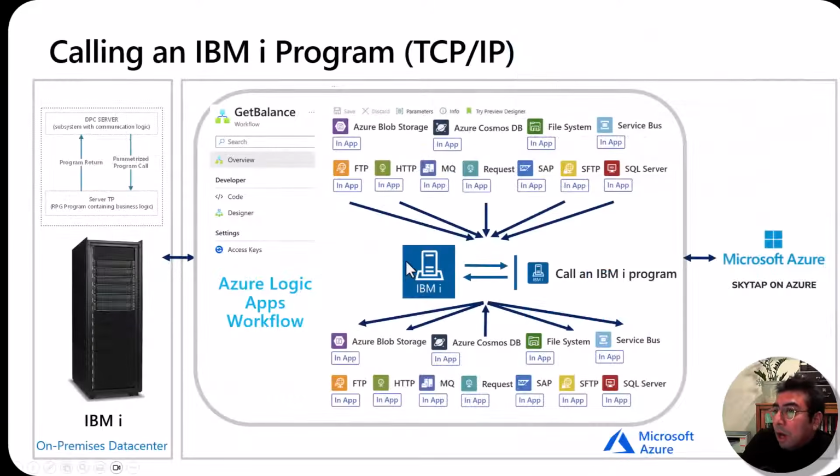So let's continue. How do we integrate with IBM I programs via TCP/IP? Besides the technologies that we've been offering with Host Integration Server for many years for integration with I-Series and AS400 systems, today we have in Azure Logic Apps an IBM I connector. This connector allows you to call IBM I programs. The way it works is that you have a workflow like this one called get balance. You have a number of connectors here, triggers, actions, and then this connector will allow you to integrate with IBM I based environments in on-premises data centers or our offering Skytap on Azure that hosts IBM I servers as well, or any other flavor of IBM I environments.